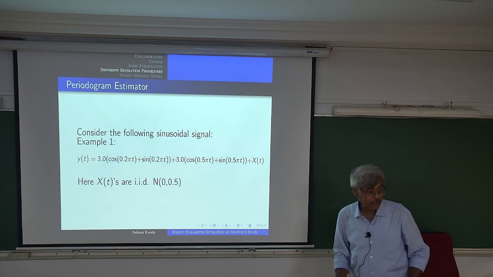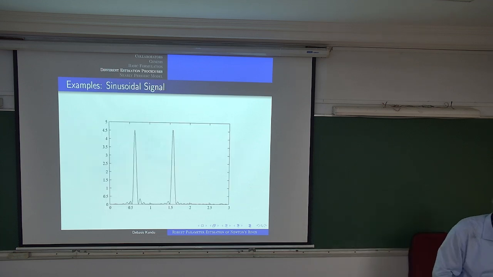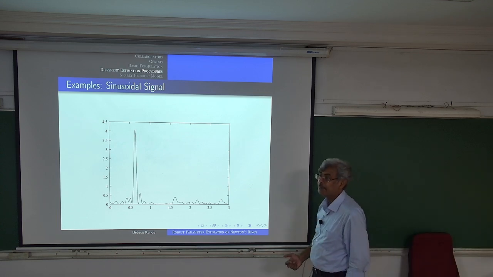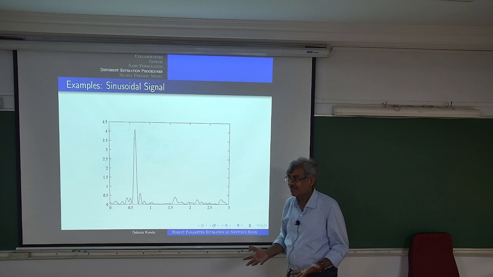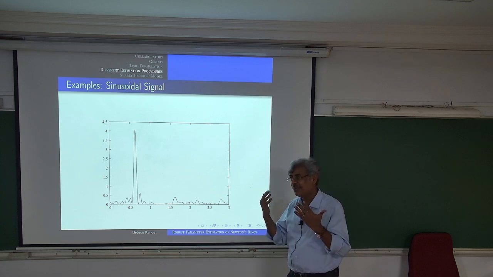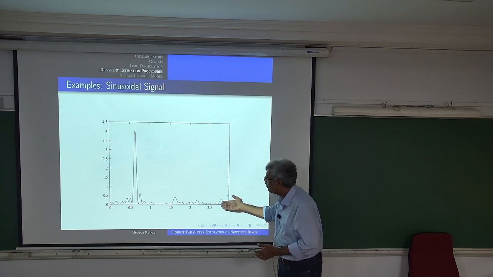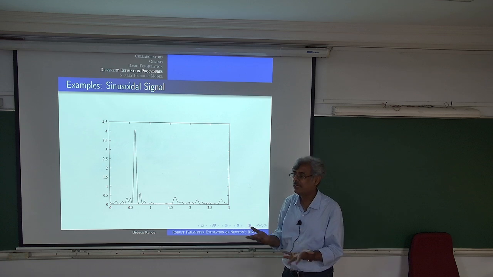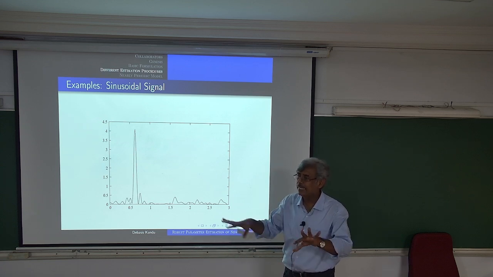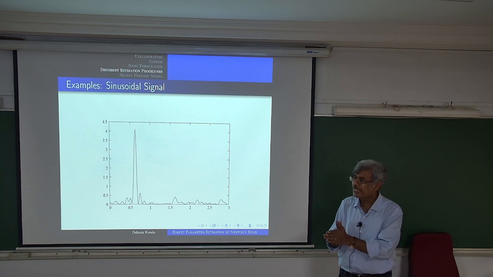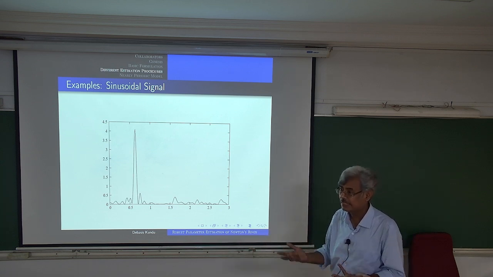Even if you know a priori that there are 2 frequencies in the signal, which one are you going to pick up? It is not very clear. How do you do that? It depends on many things: the amplitudes, how close they are, the variability, and all these things.